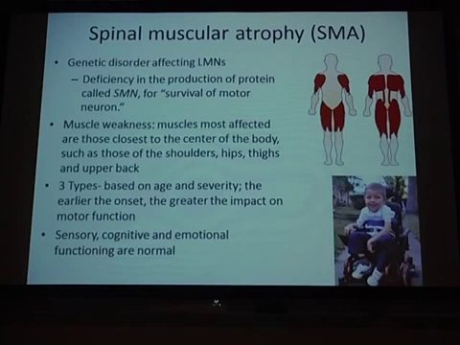So with type 3, again, with an older child being diagnosed or the symptoms appearing later, they may be independently mobile. They'll probably have some gait issues. They probably will have some coordination issues. They may have scoliosis or other joint deformities because of the low muscle tone and the weakness. But without the respiratory failure, you may have a normal lifespan. And again, just like with ALS, sensory, cognitive, emotional functioning are completely normal in these kids.